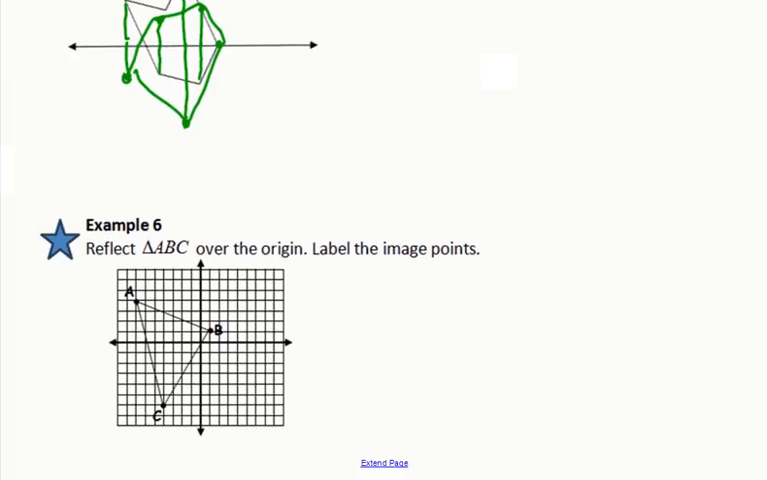And the last one, reflect ABC over the origin. This is tough, but it's actually not bad because you're just doing the same distance. So this one would just be one down and one over. So I'm going to go one over, one down. B prime would be right here. C prime, if I go up 1, 2, 3, 4, 5, 6, and over 1, 2, 3, 4, I'm going to do the opposite. I'm going to go over 1, 2, 3, 4, and up 6.